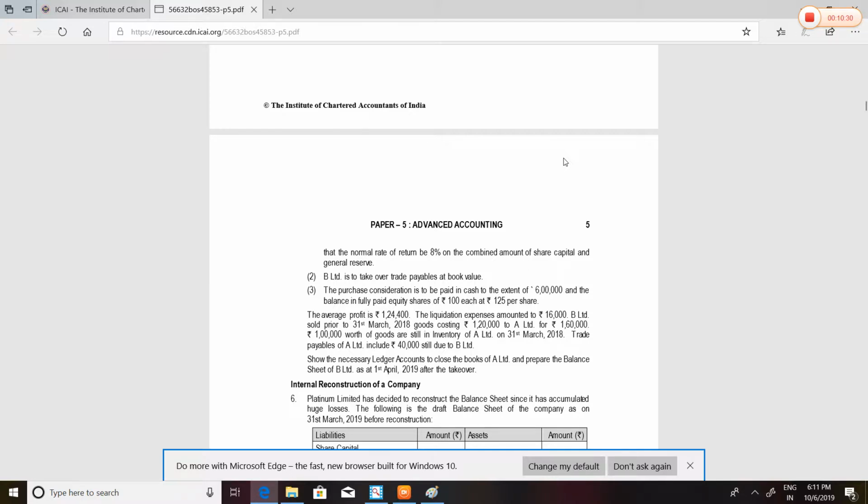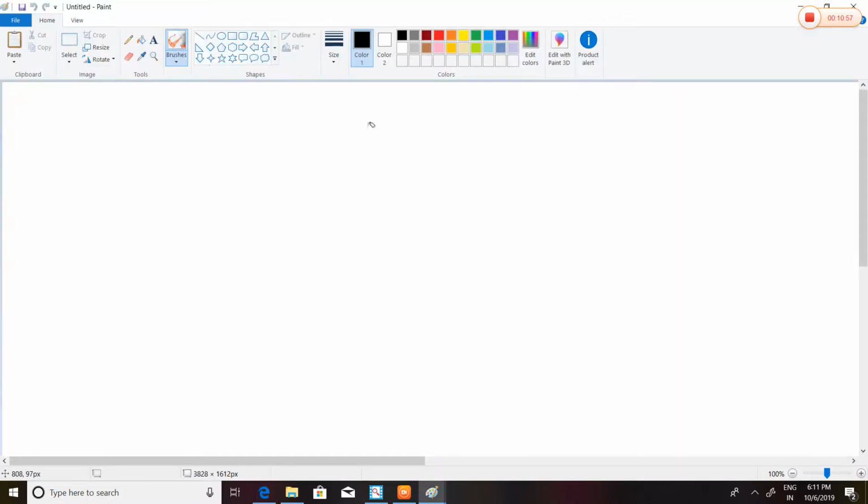Okay, so journal entries. Have they asked for entries? No, I think you can make them by yourself. But one point I have to explain is the valuation of inventory. The main thing is the unrealized profit on inventory.